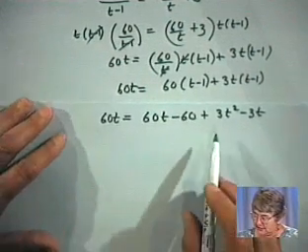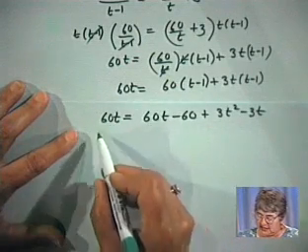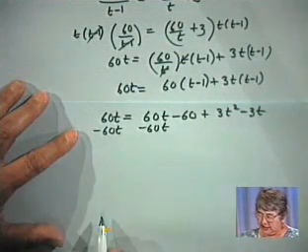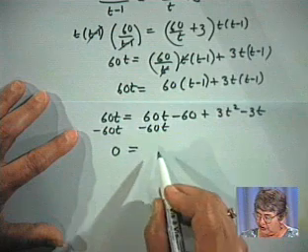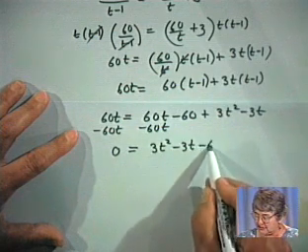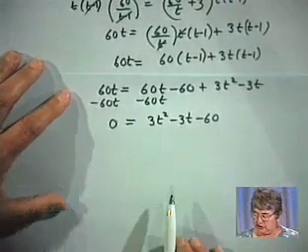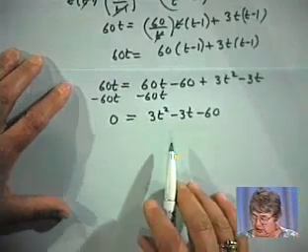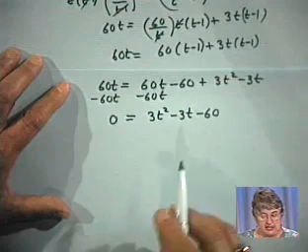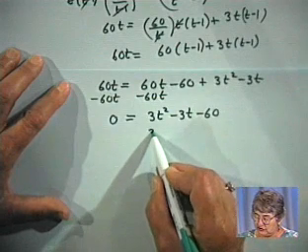What we can notice is that I have a 60t on each side. If I subtract 60t from each side, those 60t's will be eliminated. On the left we'll have 0, on the right we'll have 3t squared minus 3t minus 60. That's a nice thing to do if you know that you have two terms that are similar on each side of the equation. Well, now what we have on the right-hand side over here, it's a quadratic equation, so all we need to do is factor the 3 from that.